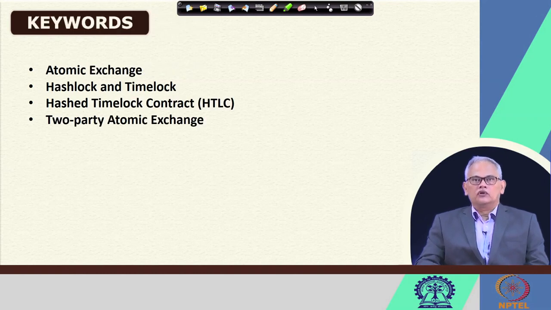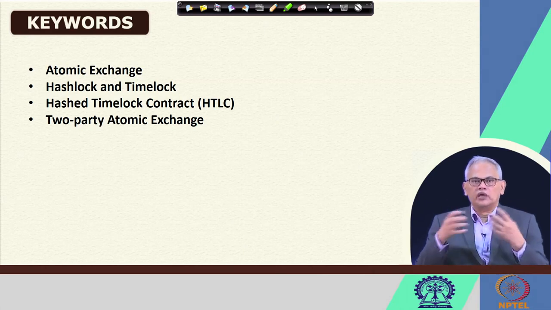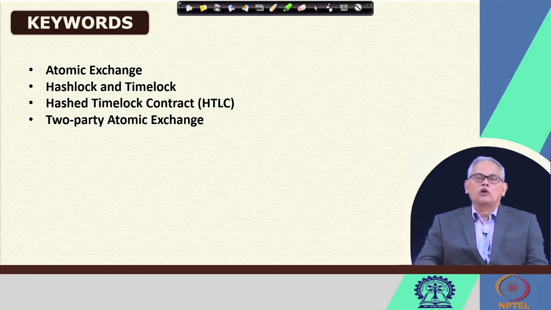The keywords for today's discussion are atomic exchange, of course hash lock and time lock, and as I mentioned, a combination of these hash lock and time lock in forming what is called hashed time lock contract or HTLC, and then we will introduce our discussion on atomic exchange, and in this lecture we will talk about only two parties where there will be some exchange of such cryptocurrency and this is only between two parties and in different blockchain networks, and in our next lecture we will talk about how to carry out atomic exchange for more than two parties.